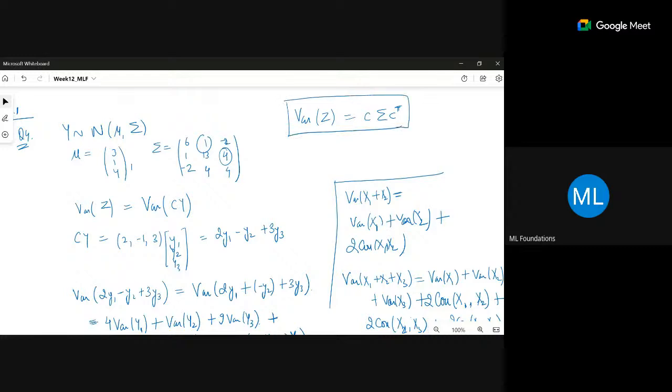Okay. What about expectation of Z? Expectation of Z will be C into... I think just multiply. Yeah, I think C times mu. I guess C times mu it should be. Yes, yes, ma'am. So expected value of Z will be the C times mu.